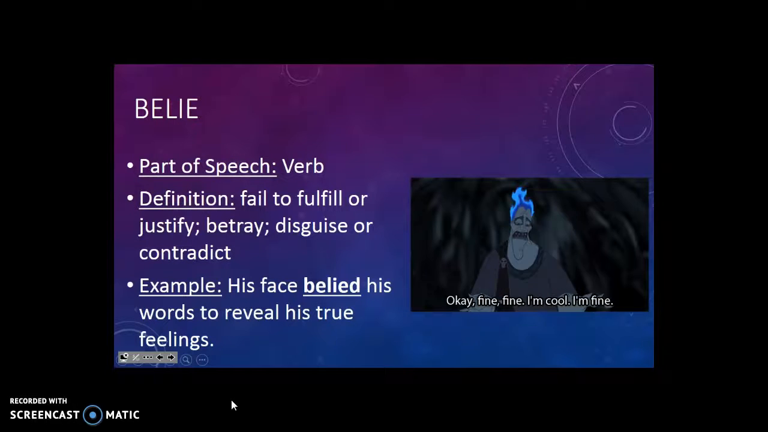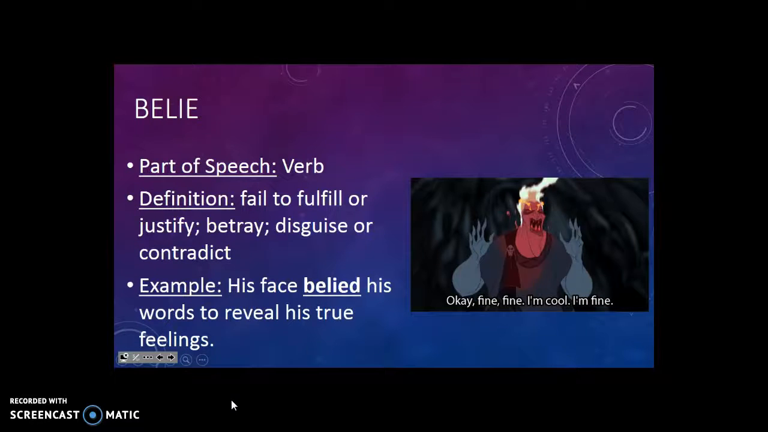Our next word is belie. Belie is a verb. The definition is fail to fulfill or justify, betray, disguise, or contradict. So, for example, his face belied his words to reveal his true feelings.